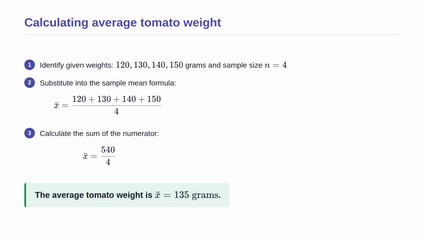Adding the numerator gives us a total combined weight of 540 grams. Dividing this by 4 distributes the weight evenly, resulting in 135 grams. This tells us the average weight of a fertilized tomato.